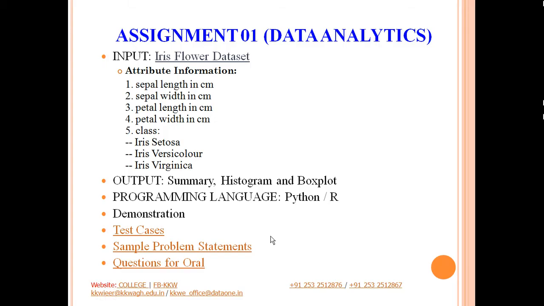Then what will be the output? Now, as we have seen in the problem statement, we have to display three things basically. The summary information, which includes the mean, minimum value, maximum value, standard deviation, variance, percentiles, and so on. Then second, we will see in our output the histogram which is plotted for each of the features, and the last one is the box plot that we have to plot.